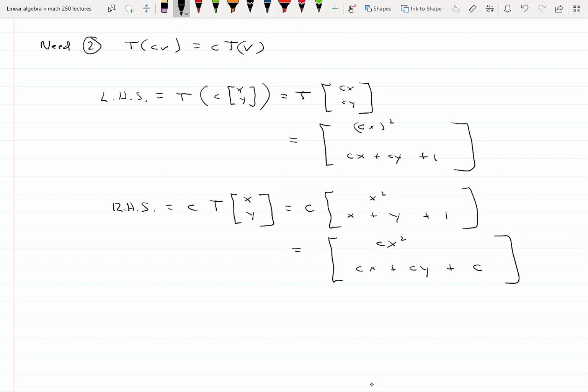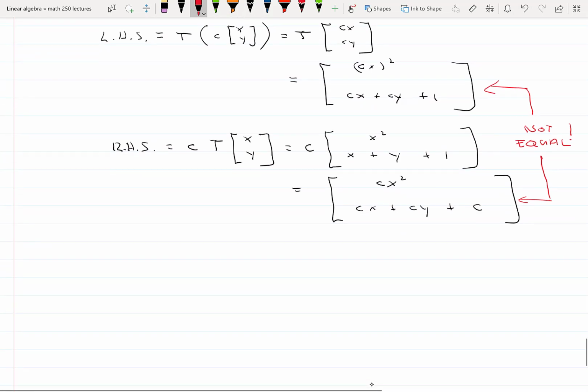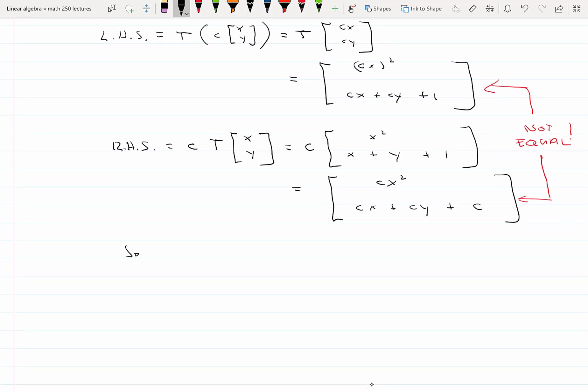These two things that we end up with on the left-hand side and right-hand side are not equal. These are absolutely not equal. So T is not a linear transformation.